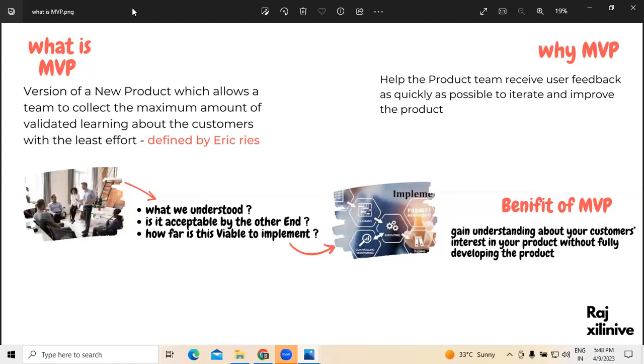So the examples I mentioned so far are nothing but the MVP, which is called minimum viable product. Understood, Archit? Clear? Yes.